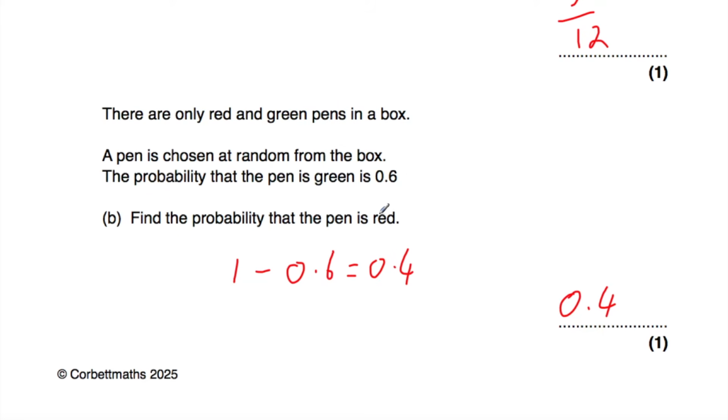So that means the probability that it's going to be red would have to be the rest of the possible outcomes, which would be 0.4. Okay, let's look at our next question.